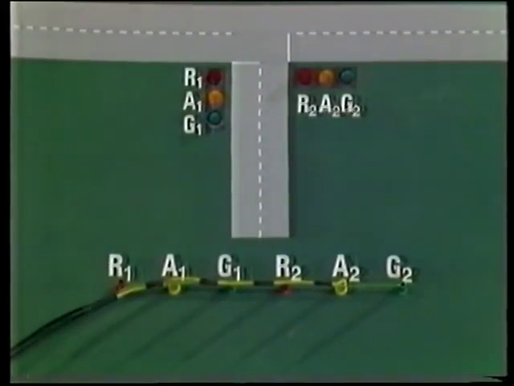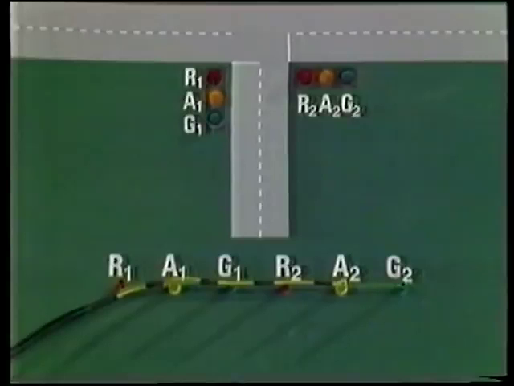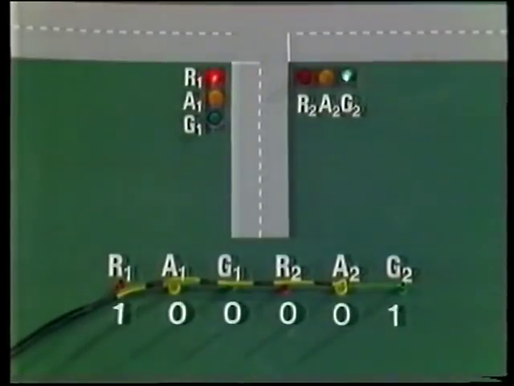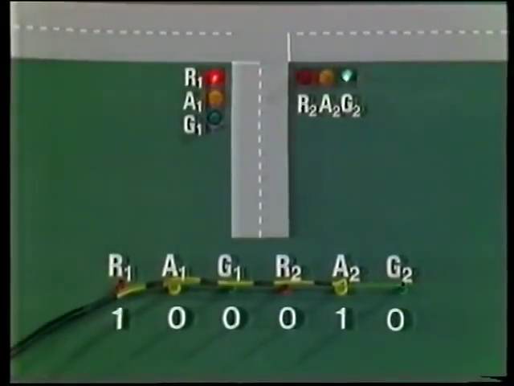I can use the switches to set up combinations of lights. For example, to set up red here and green here, I can enter the code word 100001, and there you can see the lights with the code word underneath. To set up an amber state here, I need to alter the code as follows. Keep the first 1, 0, 0, 0, 1, 0. And there again, you can see the code underneath the state of the lights.